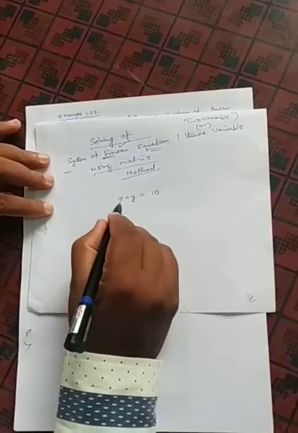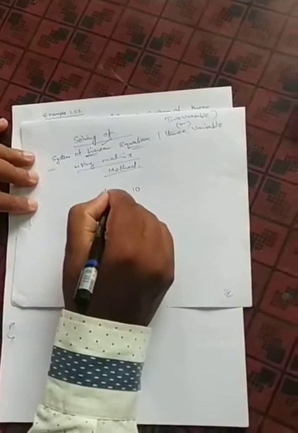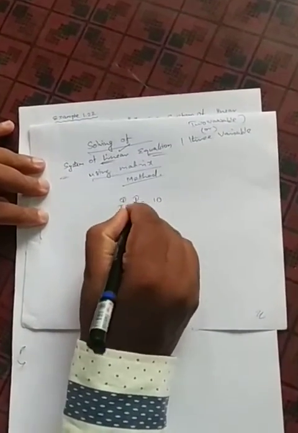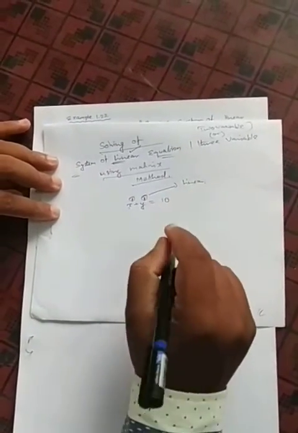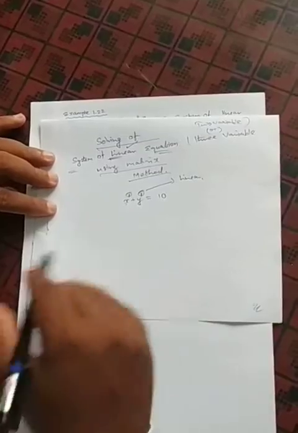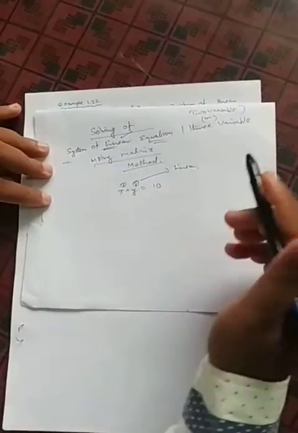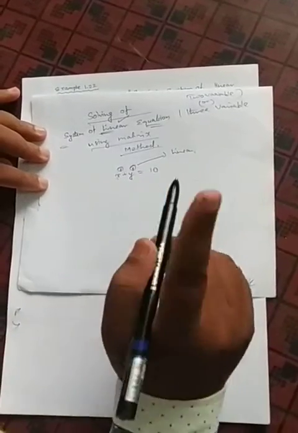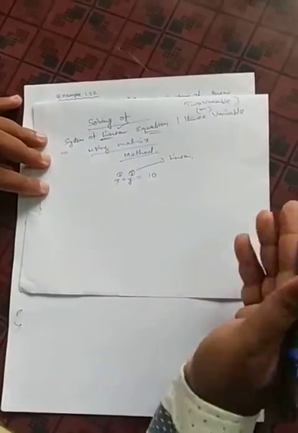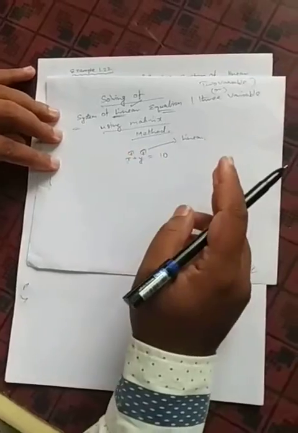Why the word linear? Linear means you can see x's highest power is 1, y's highest power is 1. So for 1 only we are saying it's linear. Is that clear? Linear means the variable power should be 1. Then we will say it's linear. Vice versa, variable power is 1 for linear.